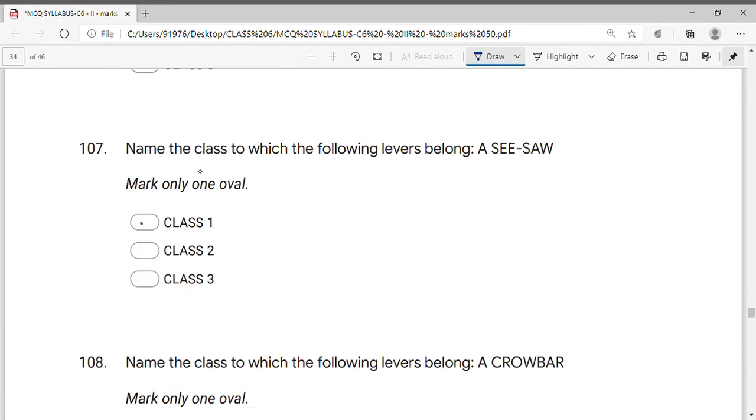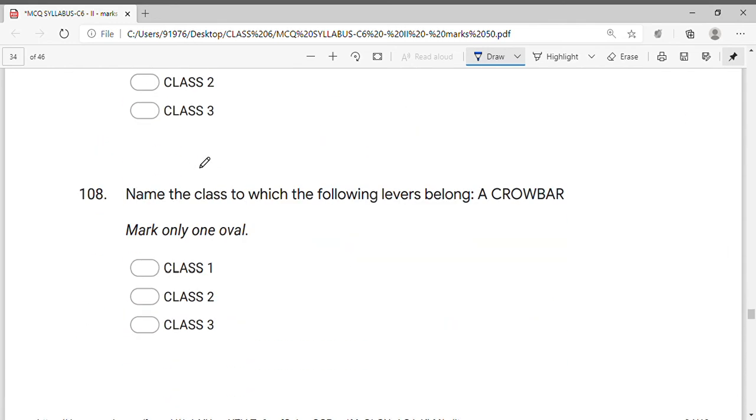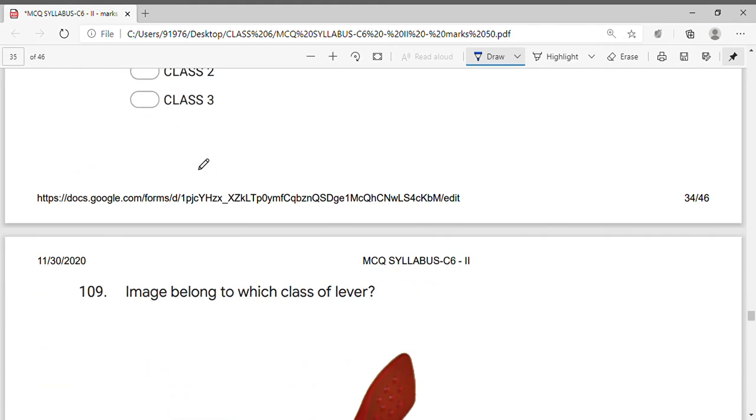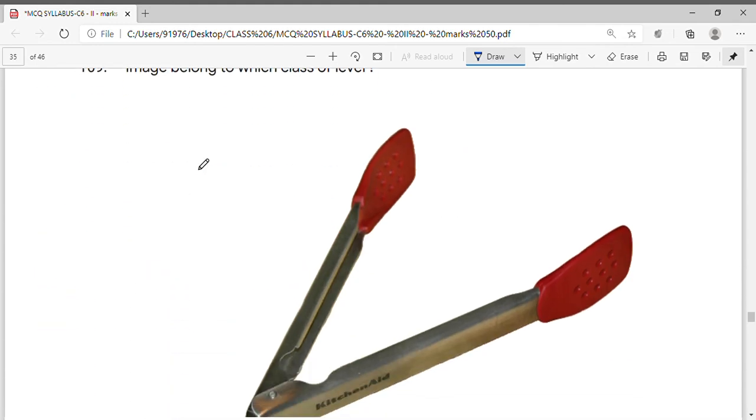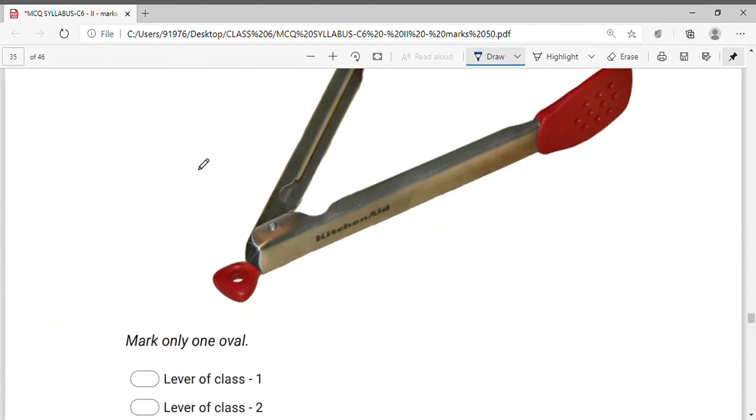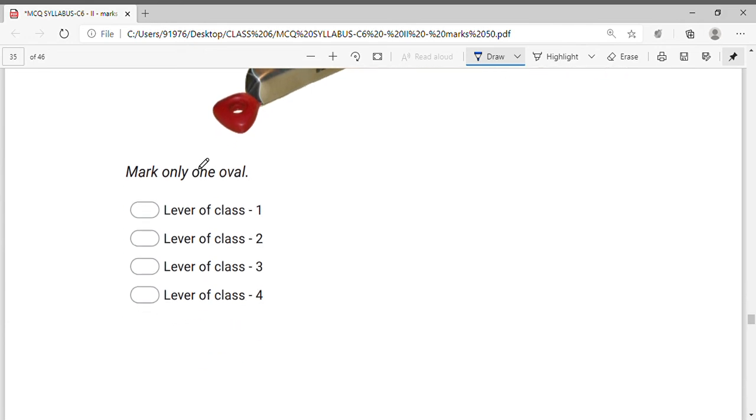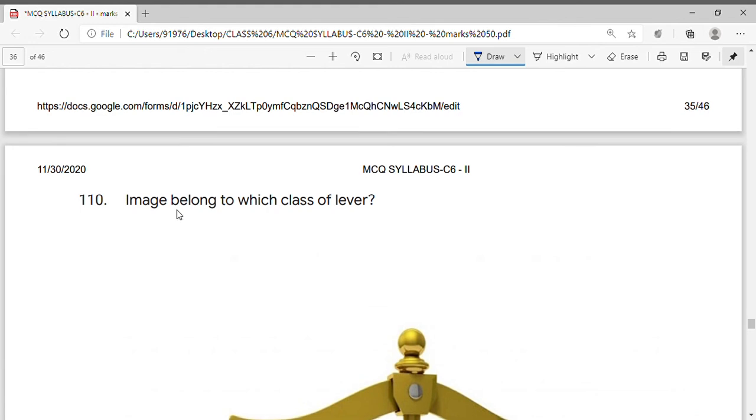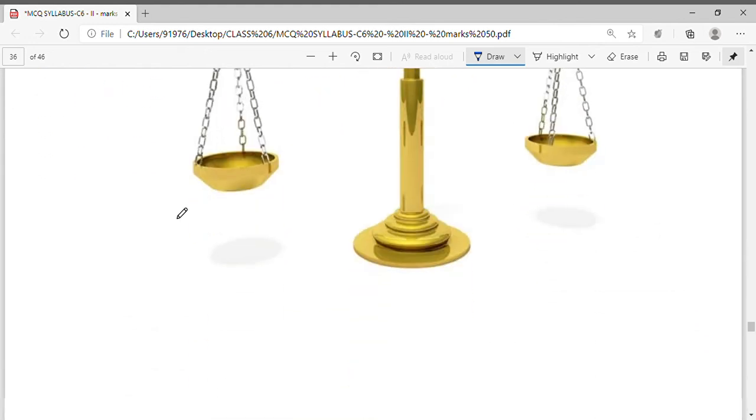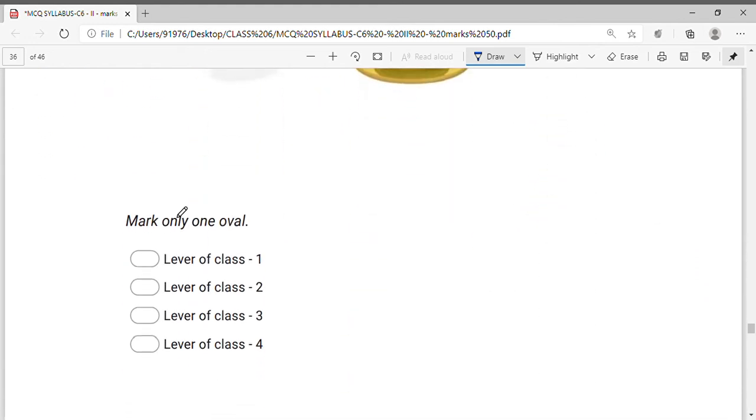Seesaw, class 1 lever. Crowbar, class 1 lever. This is a tweezer, which is a class 3 lever. And last we'll do beam balance. Beam balance is again class 1 lever.